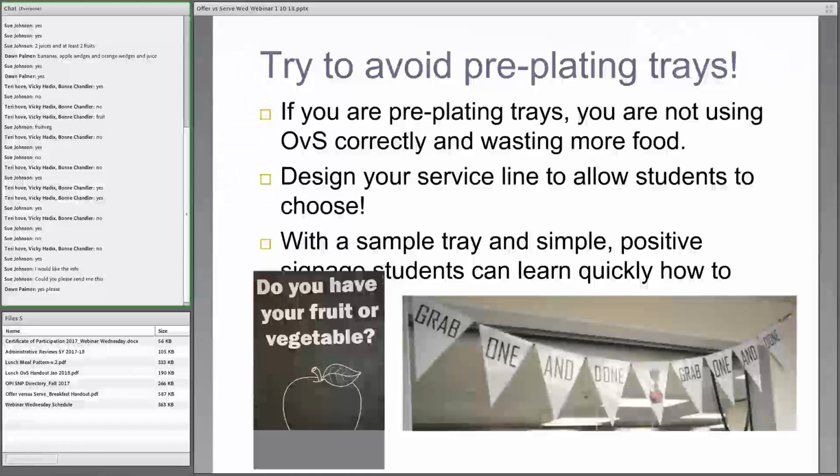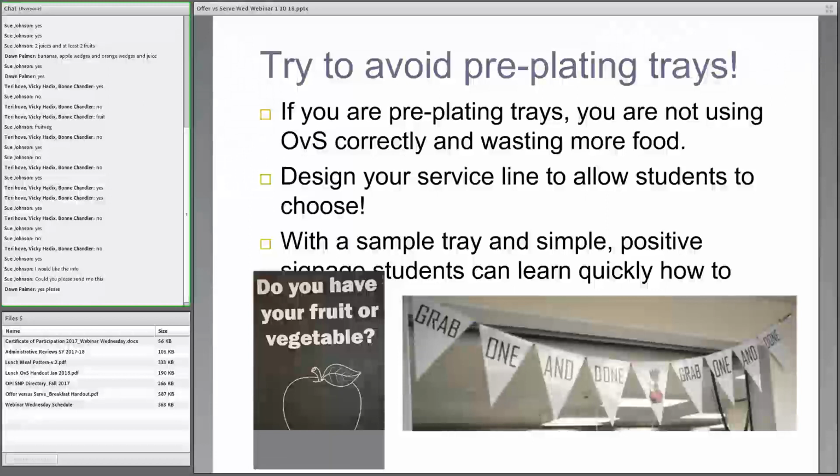So thinking about letting them choose. If you're pre-plating your trays now, you might not be using offer versus serve correctly. So maybe go back and rethink how you're using offer versus serve. Trying to design your service line to allow students to choose is ideal.